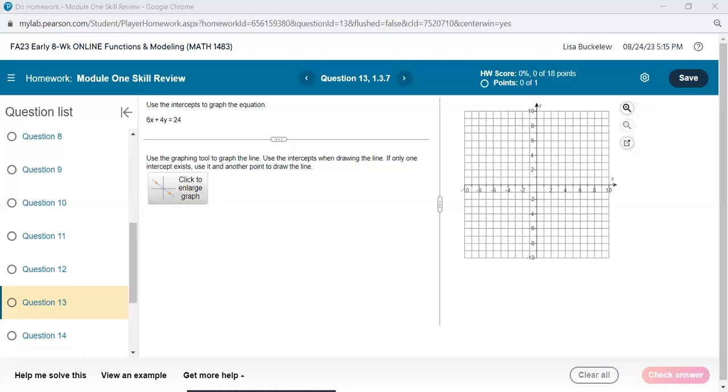Okay, I'm going to go ahead and explain quickly how to use the grapher to graph a line. The grapher being the one in my math lab. This is number 13 from the skill review, but we'll have to graph lots of lines in our homework. So the example I'm using here, the linear equation, is 6x plus 4y equals 24.